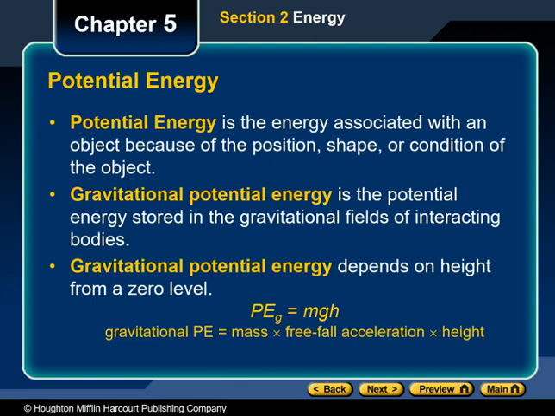In the example of the egg, if the floor is the zero level, then h is the height from the table, and mgh is the gravitational potential energy relative to the floor. Alternatively, if the table is the zero level, then h is zero. Thus, the potential energy associated with the egg relative to the table is zero.